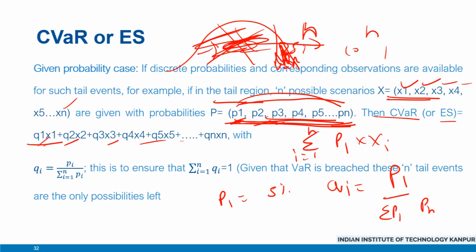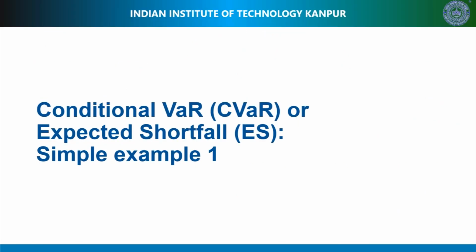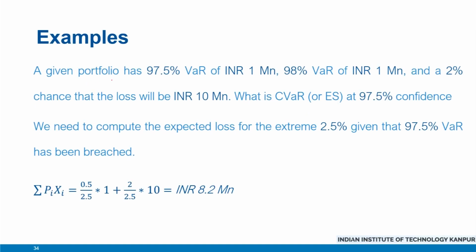And therefore, in order to standardize or obtain the conditional probability Qi, we compute Qi as Pi upon summation i equal to 1 to n of Pi. Now how it is done, we'll see with the help of a numerical example in the next set of videos. To summarize, in this video we saw how to compute CVaR or expected shortfall from a given set of discrete probabilities or probability mass function if empirical data is employed. In the next two videos, we'll try to concretize our understanding of CVaR and ES with the help of two simple numerical examples. Let us go through this example.